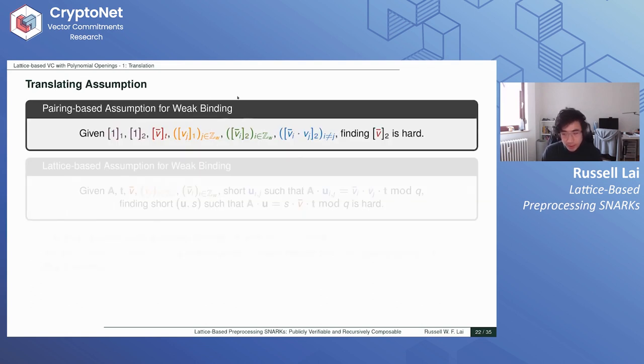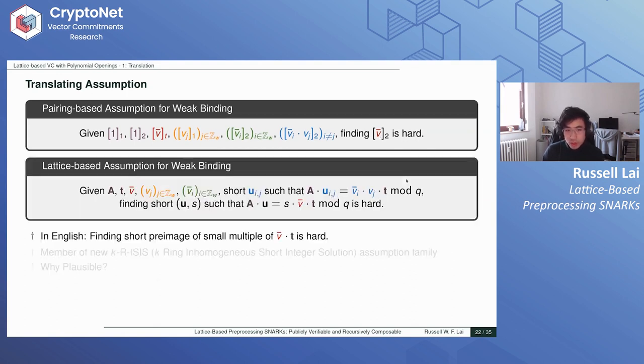Now that we have translated the scheme, let us also translate the underlying hardness assumption, which the weak binding property is based on. As you may have guessed, the pairing-based assumption looks something like this. It says that given the public parameters, it is difficult to find the group two encoding of the target monomial v. And if we apply the same set of translation rules, we obtain a lattice-based assumption, which looks as follows. It says that given the lattice-based public parameters, it is difficult to find a short pre-image u of, again, the target monomial v bar times the target vector t.